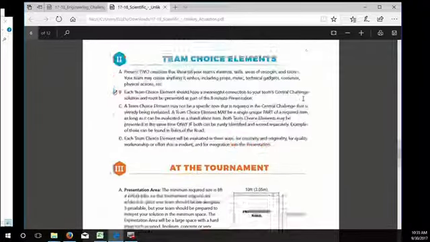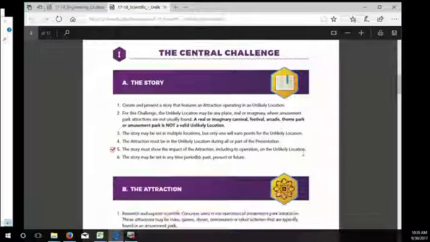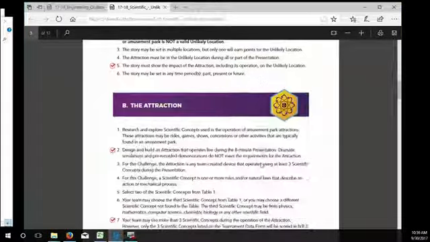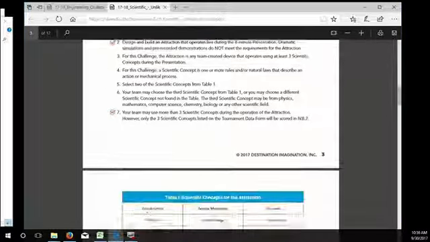So we'll go on back up to the central challenge section, and this section is going to be a little bit different for every challenge because it's broken down by major element. So the first major element is the story, and we have one check mark here. The story must show the impact of the attraction, including its operation on the unlikely location. So the attraction, remember the attraction had the most points. It has 2 check marks, so they'll have to explain these things to the appraisers at the tournament.